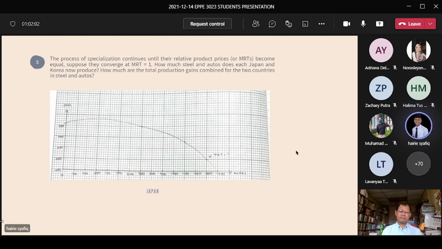Sorry. The next question is: the process of specialization continues until the relative product prices, or MRTs, become equal. Suppose they converge at MRT equal to 1. How much steel and autos does each of Japan and Korea now produce? And how much are the total production gains combined for the two countries in steel and autos?